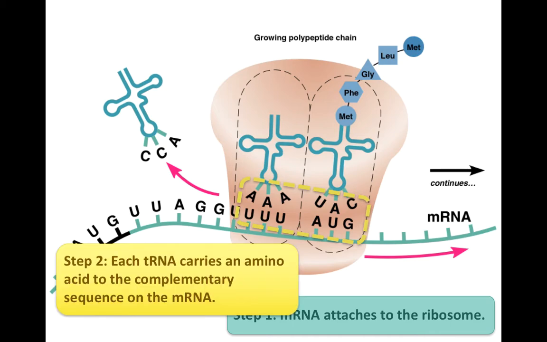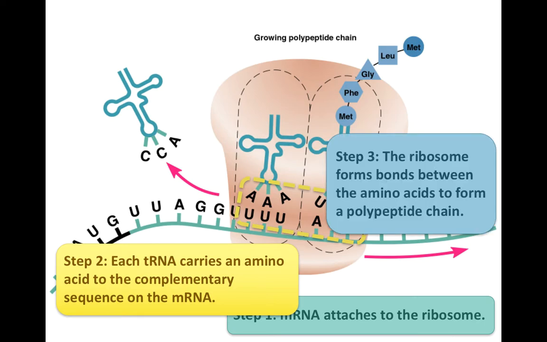Step 2, each tRNA or transfer RNA carries an amino acid to the complementary sequence of the mRNA. So just like we talked about yesterday, U goes with A now, but everything else is the same. So notice that these tRNA molecules, they match perfectly. They're complementary. They have to be able to match like a puzzle piece so that it can bring in the correct amino acid.